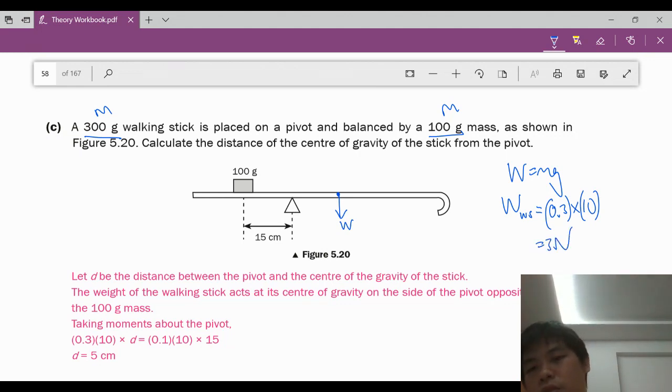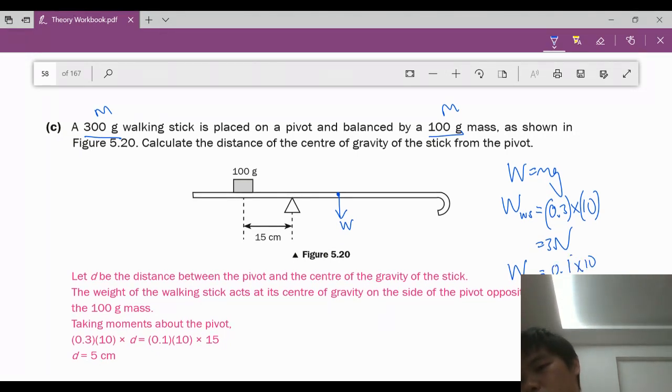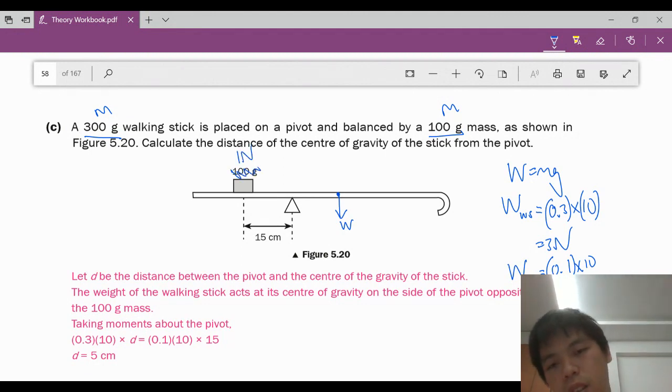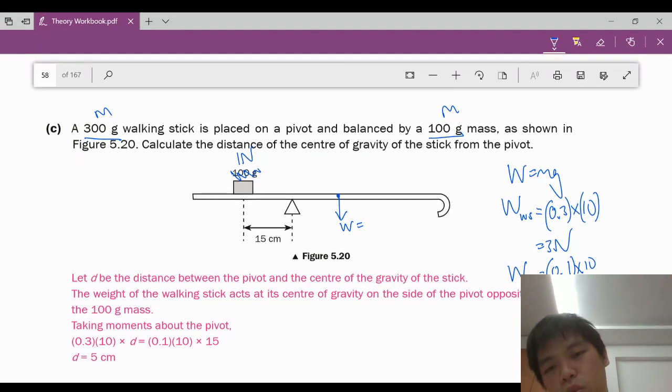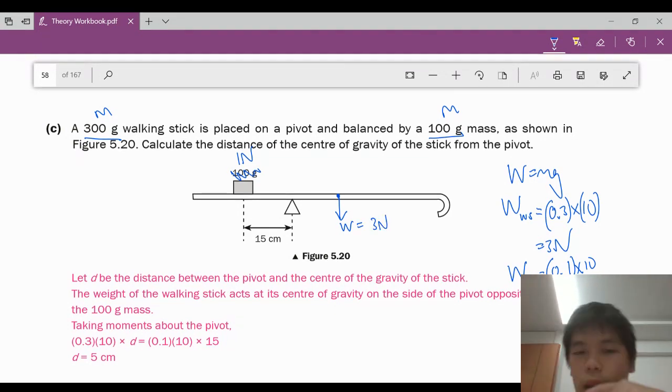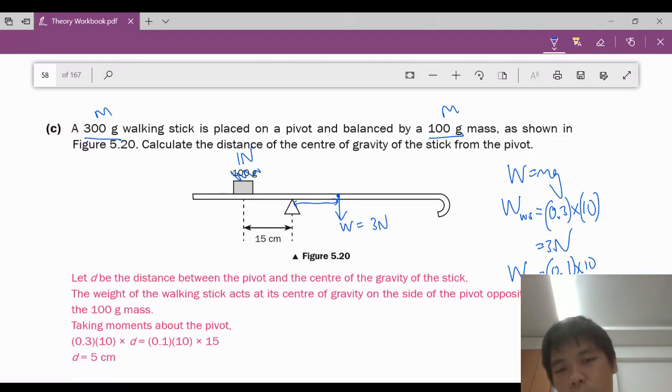Whereas the weight of the mass is equal to 0.1 times 10. Why 0.1? Because I'm using kg. So this is 1 newton. Okay, so let's change this. This will become 1 newton. Your weight will be equal to 3 newtons. Okay, this is 15 cm. This distance from here to here, the perpendicular distance, we do not know. So let's put it as D.